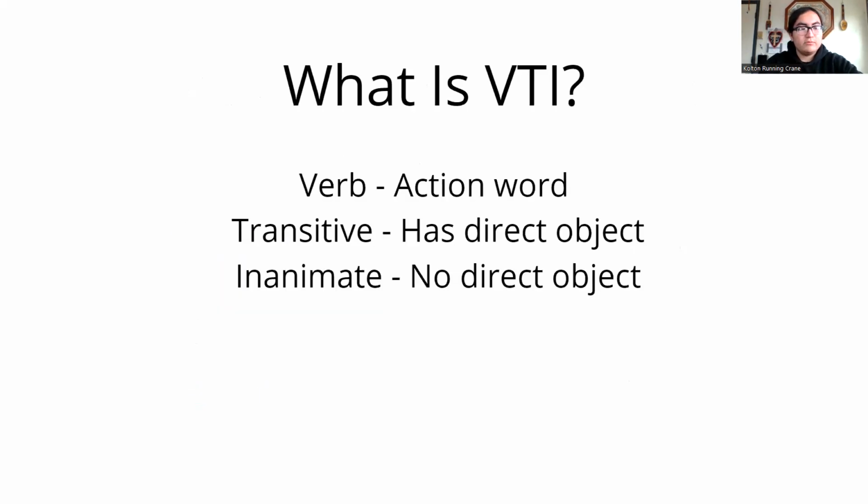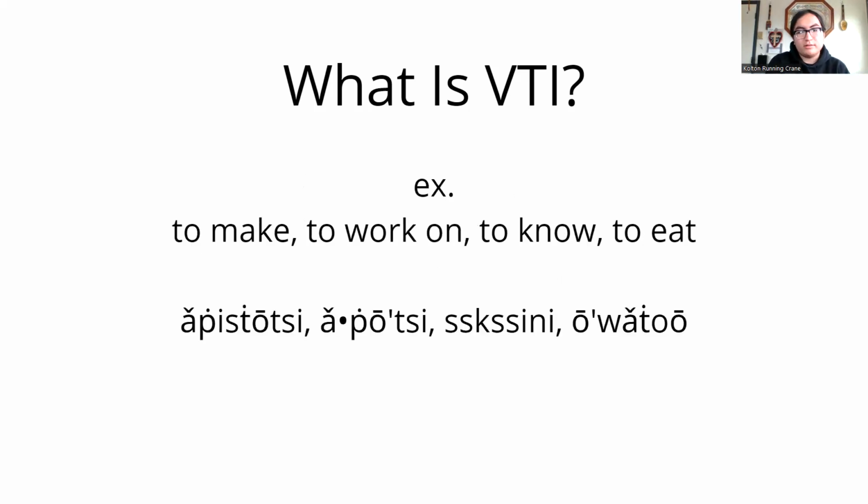The next conjugation that we'll learn is VTI, which is verb transitive inanimate. Like I said, verb is the action word, transitive has a direct object, and inanimate is not alive. So all VTI is describing is an action word that relates to something acting on something that's not alive. So for instance, to make, to work on, to know, to eat: apistotsi, apotsi, sksene, and then owattu, respectively.